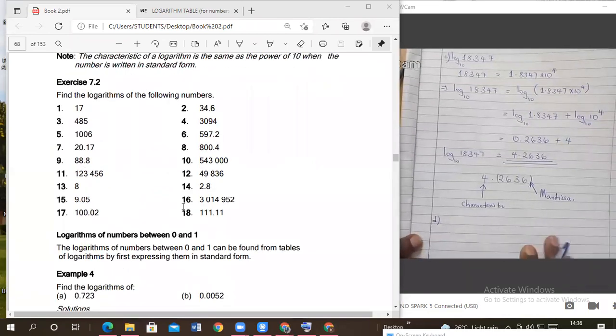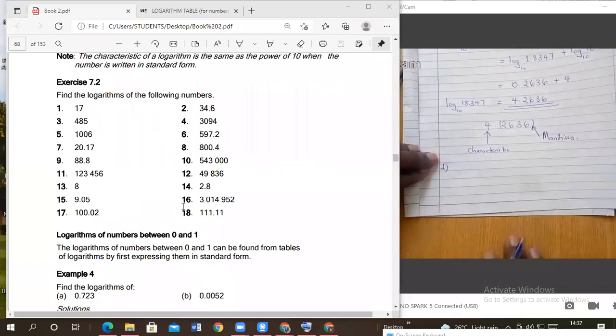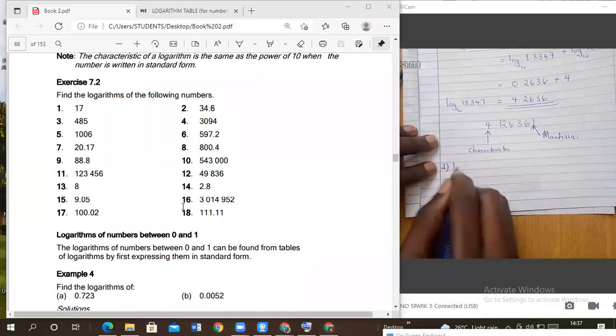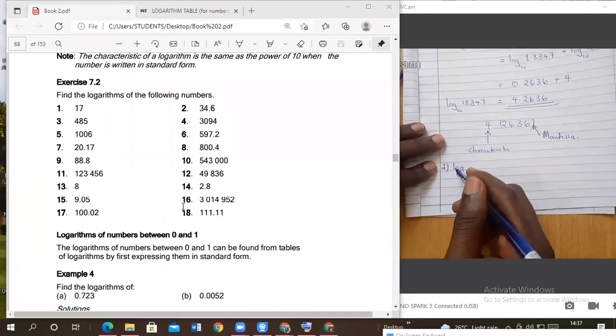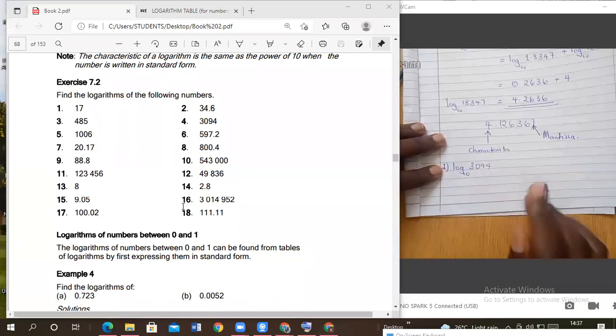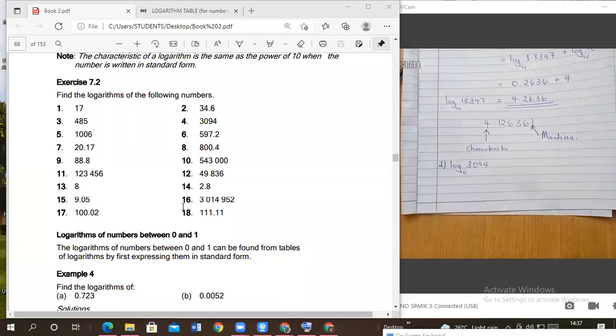D. Let's look at D. We have 4 minutes. I think in 4 minutes we shall finish this. Find for me log to base 10 of 3094. Shall I find it now? Yes, right now. Do it. Send it on the chat. If you don't know how to send it on the chat, then I will ask you directly.